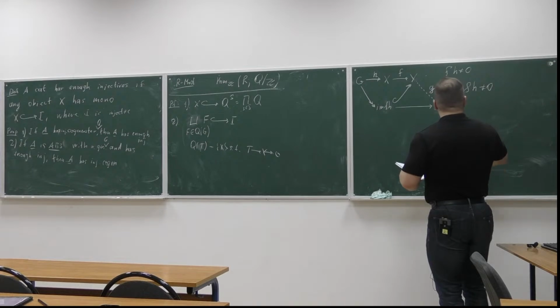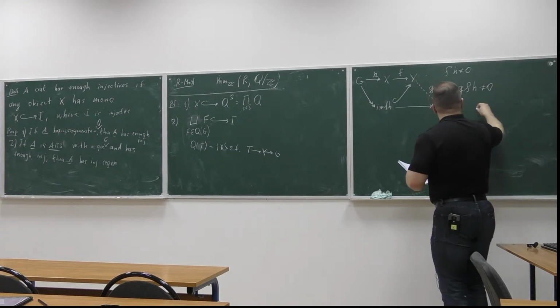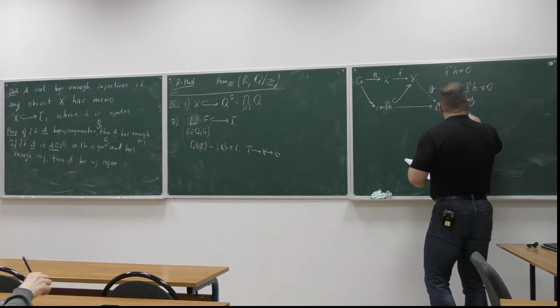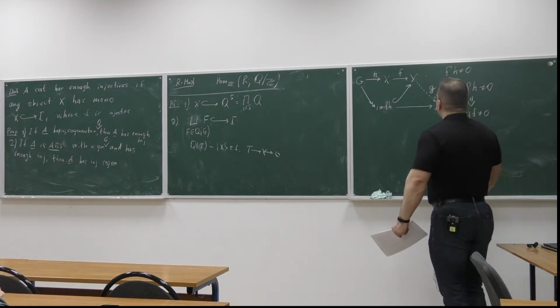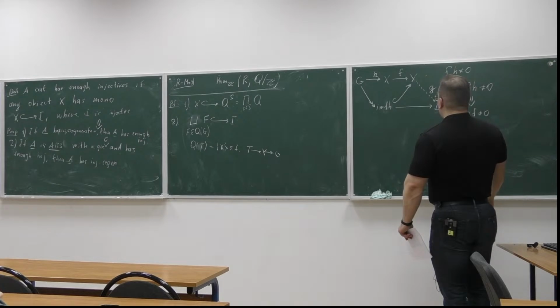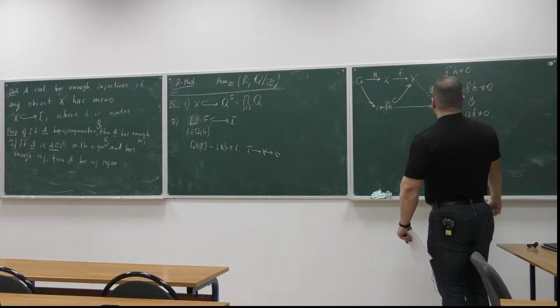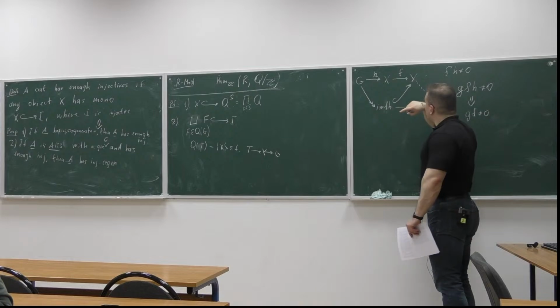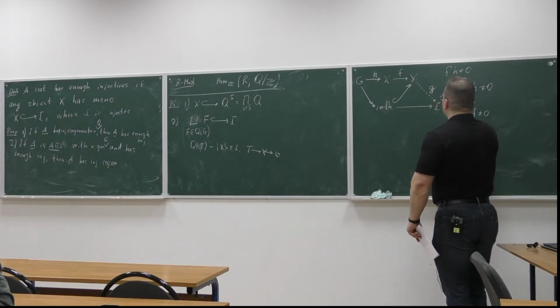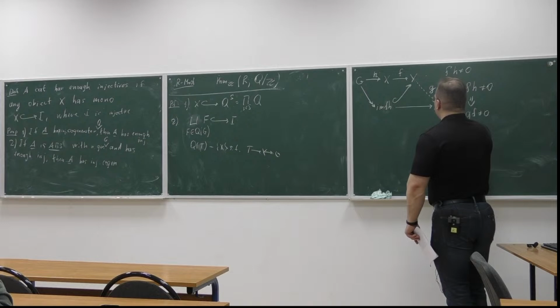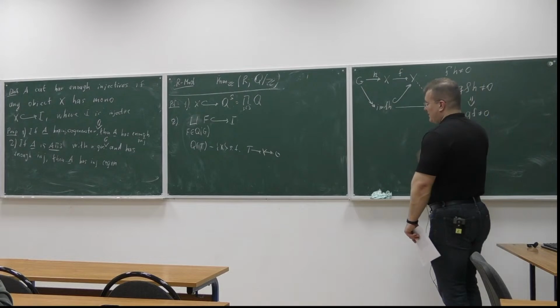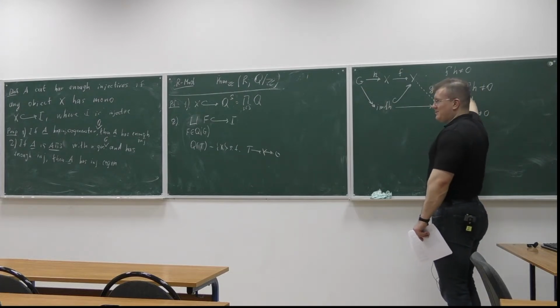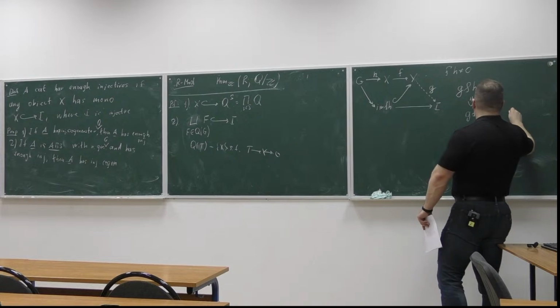Okay, so this composition is not equal to 0, and then I claim that the composition of G and F is not equal to 0. Well, that's the argument. If this were 0, then definitely this would be 0, so there is no need to think about this.